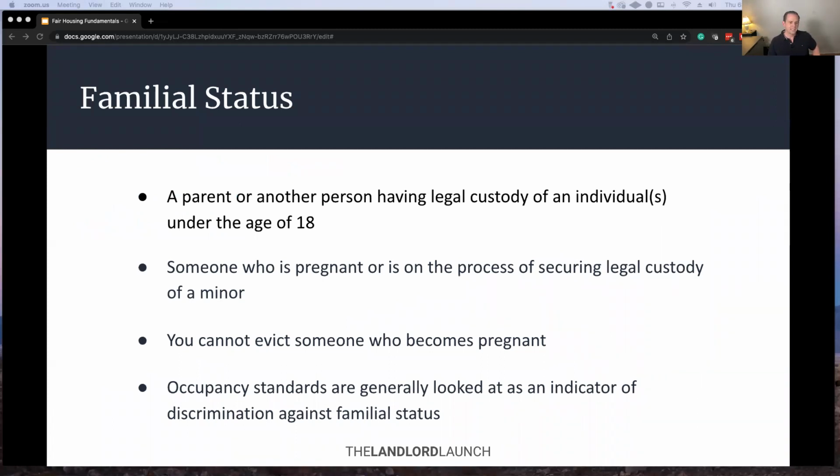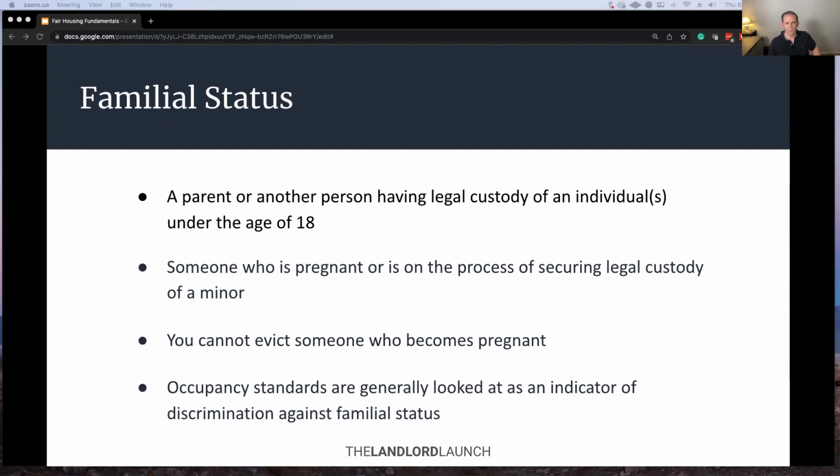Okay, so familial status is basically any parent, any legal person, somebody that has custody of somebody that has a kid under the age of 18. You cannot discriminate against somebody that has a kid under the age of 18, generally speaking. This also includes people who are pregnant or in the process of securing legal custody of a minor, and we'll get into some examples of this.